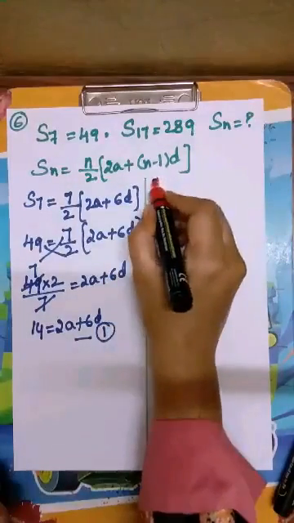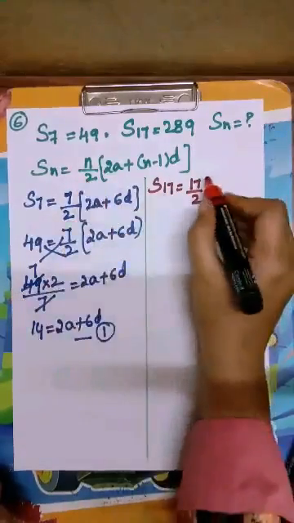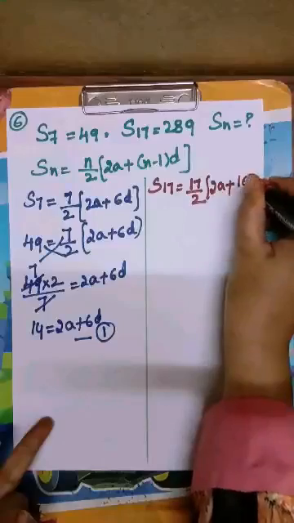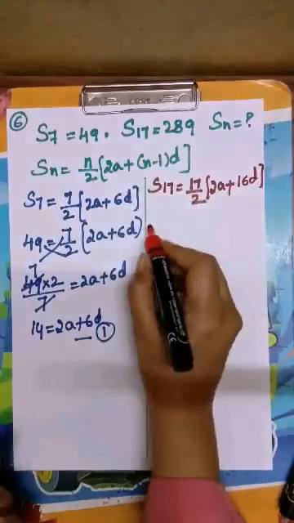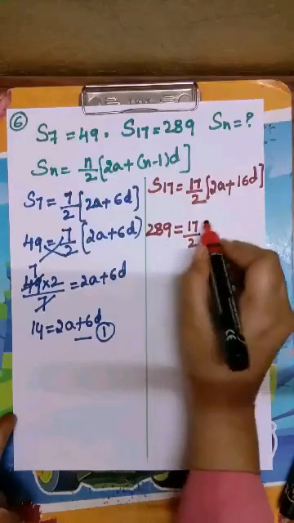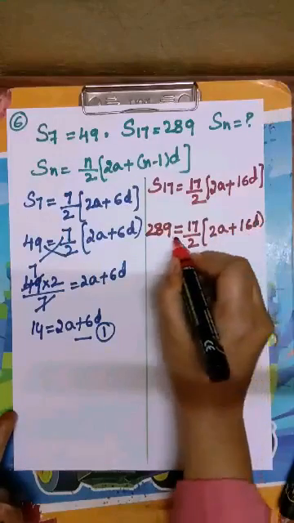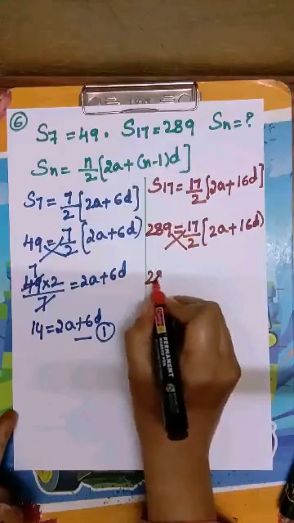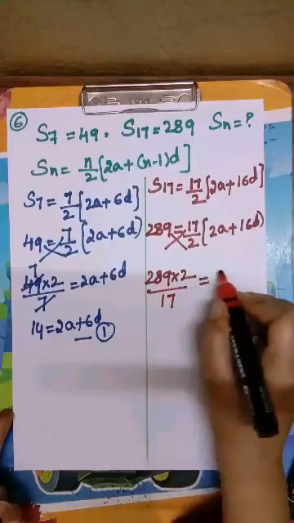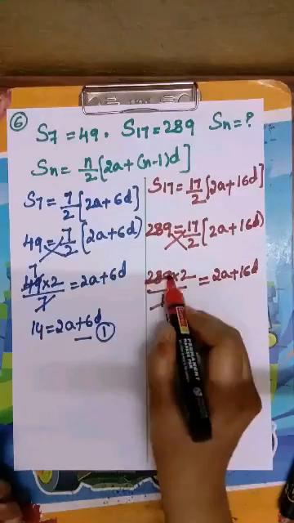So S17 is equal to 17 by 2, that is n by 2, into 2A plus 17 minus 1 is 16D. S17 value is given as 289, which is equal to 17 by 2 into 2A plus 16D. Send 2 to the numerator and 17 to the denominator. 289 into 2 by 17 is equal to 2A plus 16D.